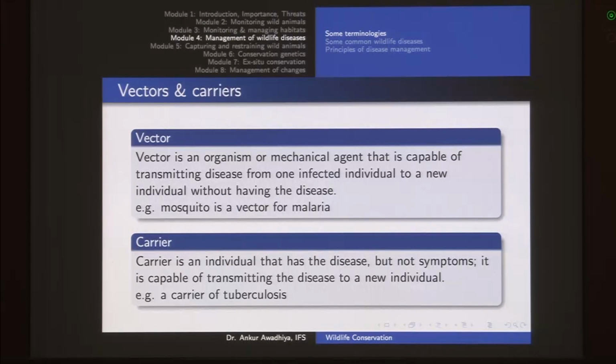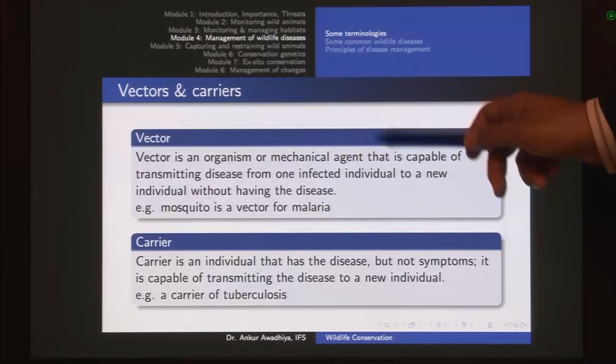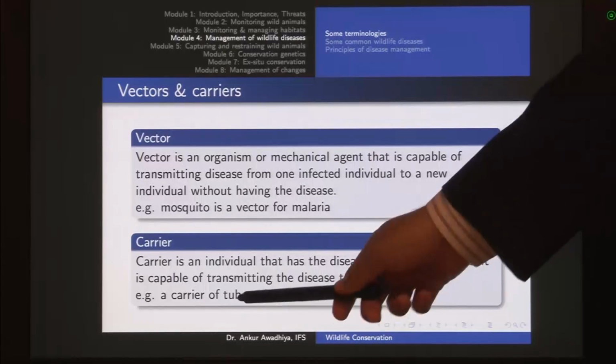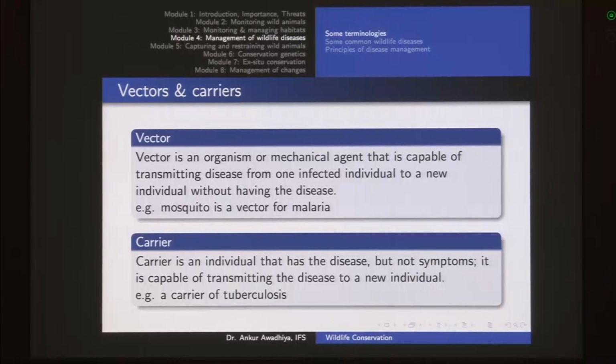Then next we differentiated between vectors and carriers. Vectors are those things or organisms that are able to move the pathogens from one place to another without getting the disease themselves. Like a mosquito is a vector for malaria, or like house flies are vectors for cholera. Then carrier is an individual that has this disease but is not showing its symptoms, but is at the same time transmitting this disease to someone else, like a carrier of tuberculosis. This carrier will not show the features of tuberculosis, but this carrier will be infecting other individuals.